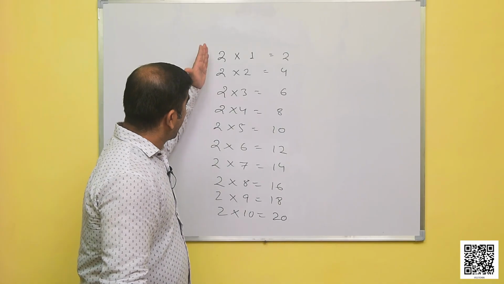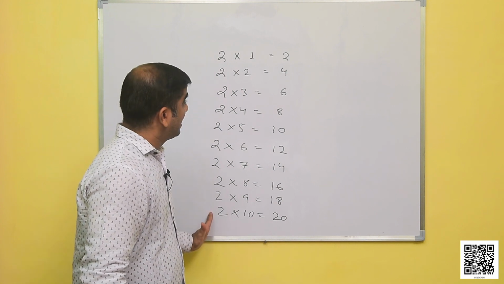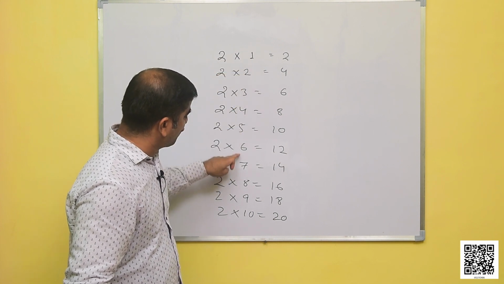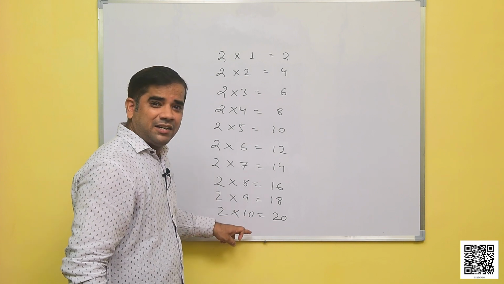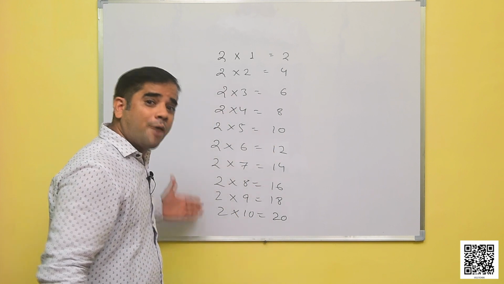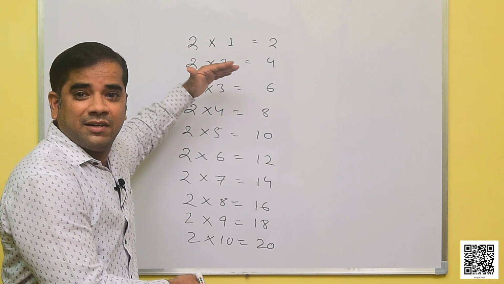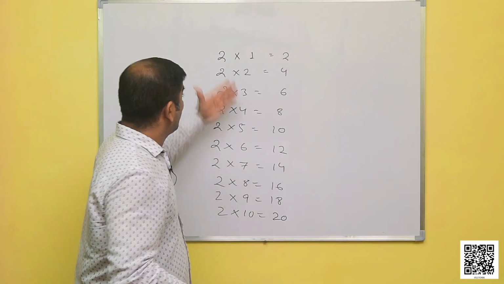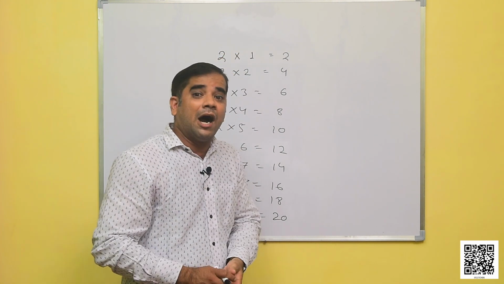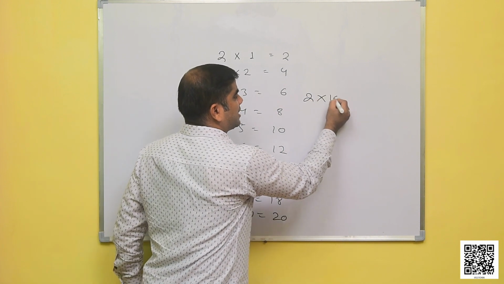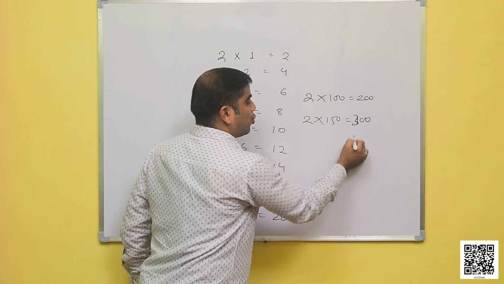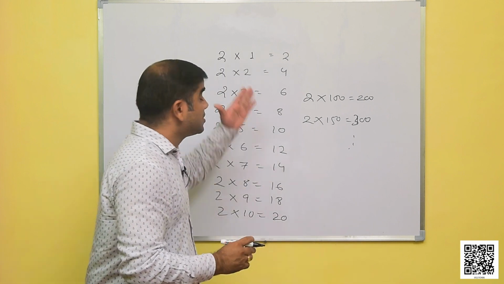Can you find it? See, I have 2 on my left hand side and I am multiplying it with the natural number series 1, 2, 3, 4, 5, 6, 7, 8, 9, 10. But we know that the natural number series goes to infinity. So why do we stop here actually? This is a multiplication table, but this is not the end of the multiplication. We are multiplying the natural number series from 1 to 10 only. But we can multiply up to infinity, just like, for example, 2 into 100 gives us 200, 2 into 150 gives us 300, and so on. We can keep on going. So this is not the end of it.